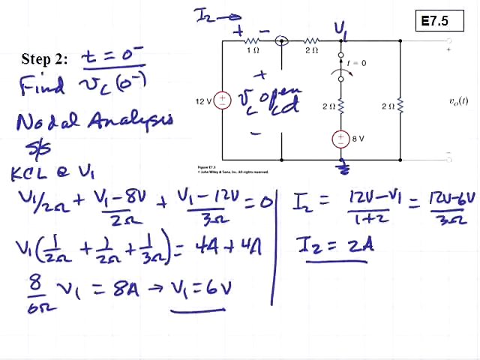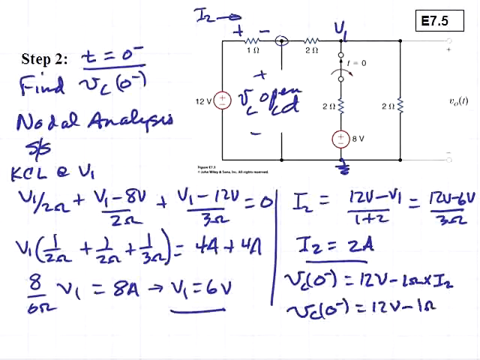Now we can say that VC at 0 minus is equal to 12 volts minus 1 ohm times I2, the current we just determined, or VC at 0 minus is equal to 12 volts minus 1 ohm times 2 amperes. VC at 0 minus is equal to 10 volts.